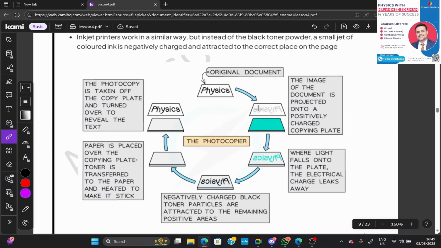Now these are the steps also. So the first step is what? The image of the document is projected onto a positively charged copying plate. After that, what happened? Where light falls onto the plate, the electrical charge leaks away. Okay, now on the negatively charged plate, black toner particles are attracted to the remaining positive area. After that, paper is placed over the copying plate, toner is transferred to the paper and heated to make it stick. Finally, we have the paper with the copy, okay?